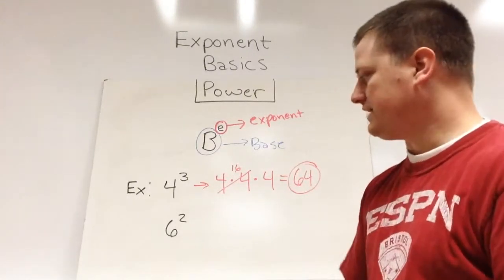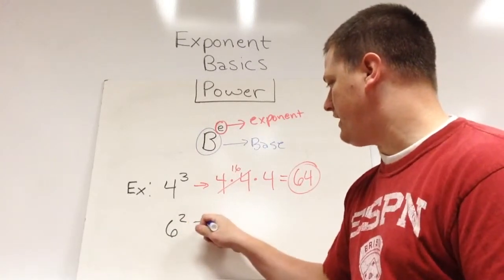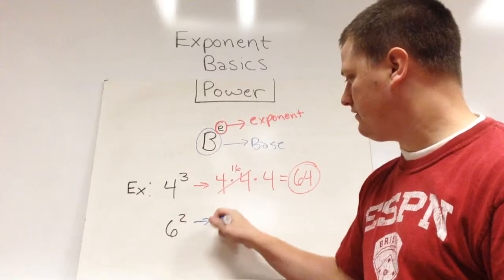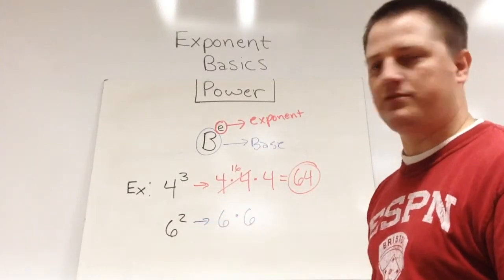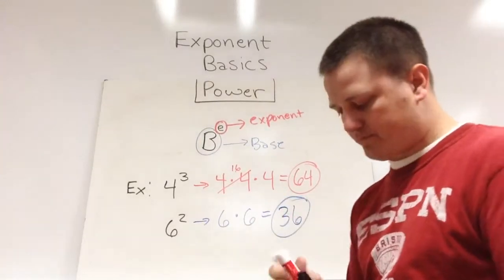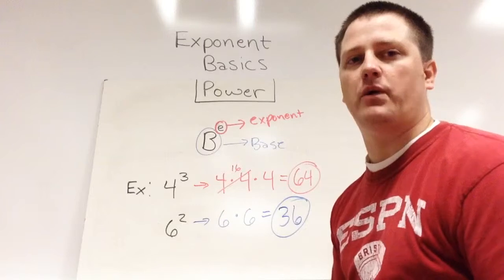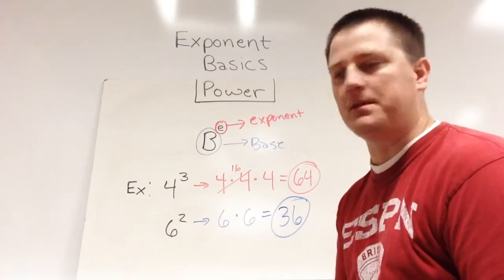Our second one down here is 6 to the power of 2, which is saying we need 2 6s. So 6, 6. We're always multiplying. 6 times 6 is 36. Really, powers or exponents are just a way to shorten up a multiplication problem.